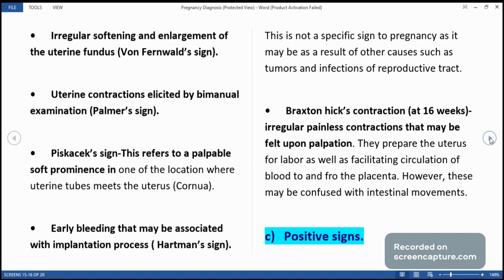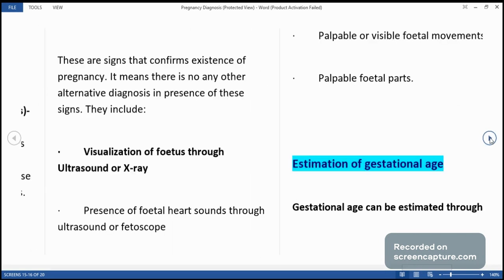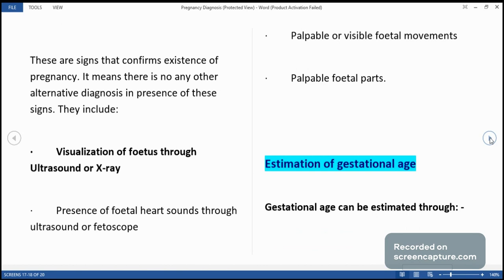So, then let's go to positive signs. Positive signs are those signs that confirm the existence of pregnancy. When you look for these signs and you find them, they're positive, you are pregnant. There's nothing else. It means that there's no other alternative diagnosis in the presence of these signs.